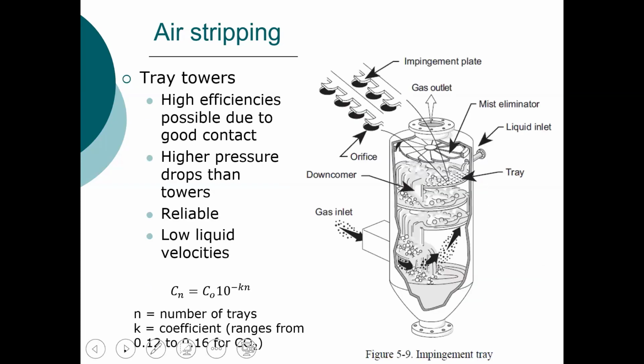We can move to tray towers, which are more efficient. So we're looking at improving that mass transfer and improving the contact between the gas and the liquid. Similar, again, we can either start with a contaminated gas or a contaminated water. We're looking at transferring that chemical to the other media where we then have to do further treatment. And as I mentioned, these are more efficient than your spray tower.